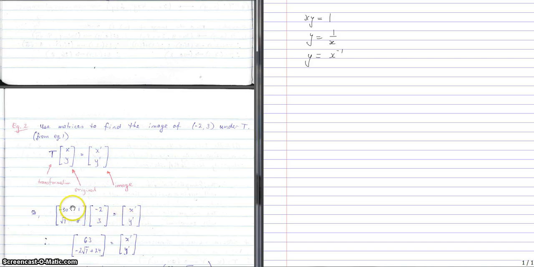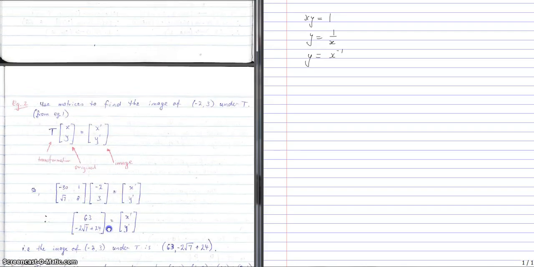So multiplying these together, we go negative 30 times negative 2 plus 1 times 3 is 63. That's our x coordinate. Our y coordinate is root 7 times negative 2 plus 8 times 3. We're just leaving it in exact format, negative 2 root 7 plus 24. That's our y coordinate. So this is our image point. Negative 2, 3 maps to (63, negative 2 root 7 plus 24) under our transformation T. So that's written in that form.